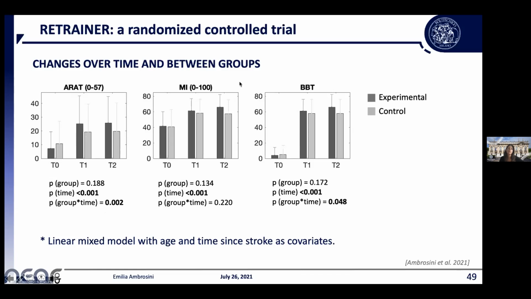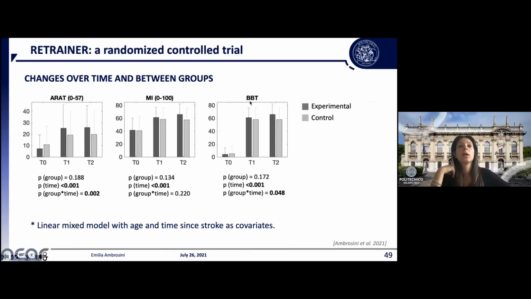For what concerns the motricity index, we had a similar significant improvement for the 2 groups. For the box and block test, evaluating the dexterity, again, we had higher improvement for the experimental group with respect to the control group.